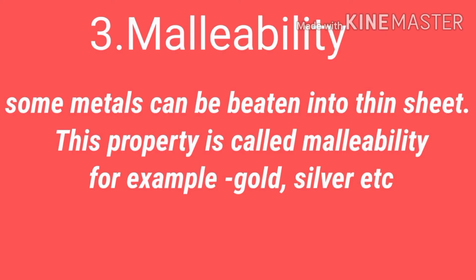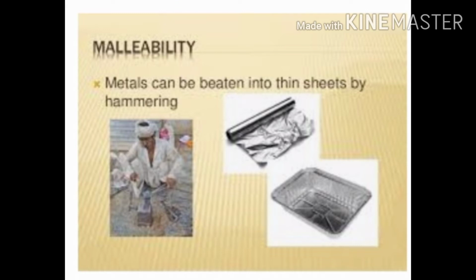Let us now discuss the third physical property of metals and compare it with non-metals. Malleability. Some metals can be beaten into thin sheets. This property is called malleability. You can take some pieces of iron, zinc, lead and copper. Place any one of the metals on a block of iron and strike it 4 or 5 times with a hammer.